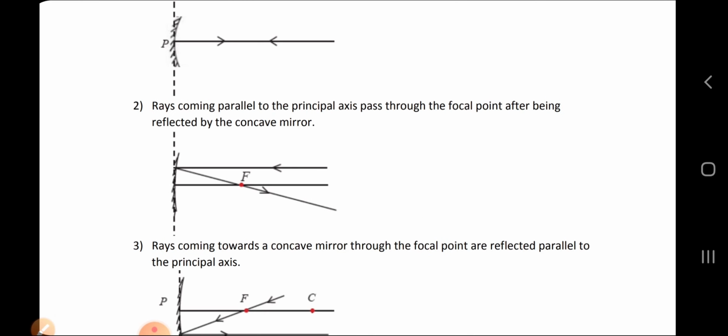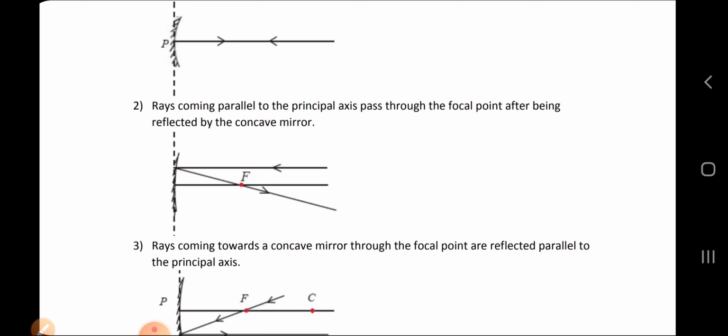In the 2nd rule, it says that rays coming parallel to the principal axis pass through the focal point after being reflected by the concave mirror, right? So concave mirrors always converge the light rays. When a light ray comes parallel to the principal axis, what will happen? It will be converged so that all the light rays pass through this focal point, right? The focal point is half the distance between the center of the curvature and the pole. So that will be the 2nd rule.